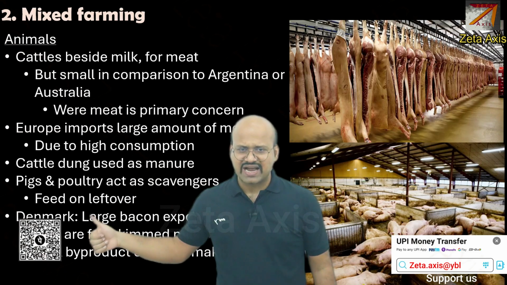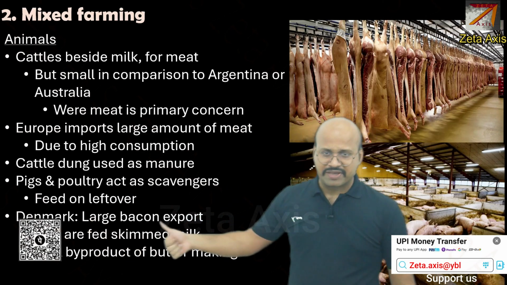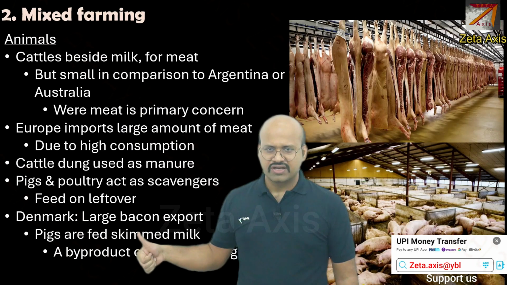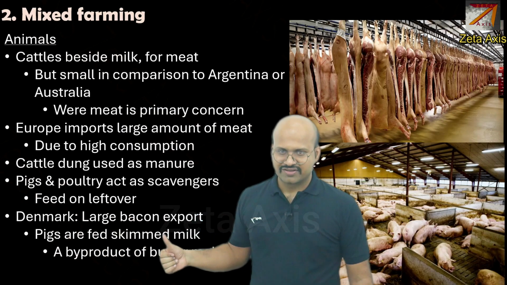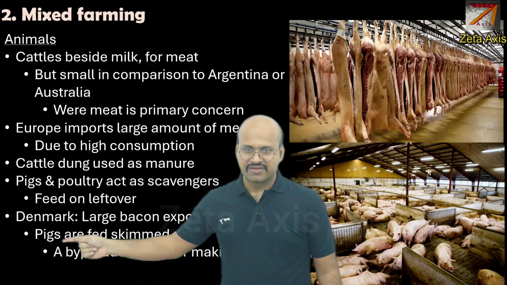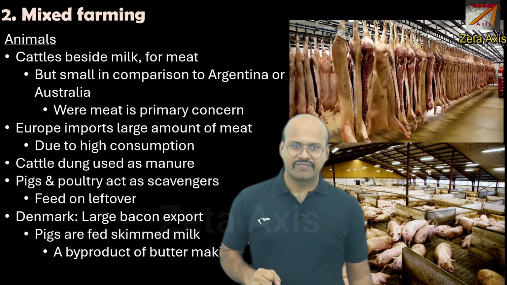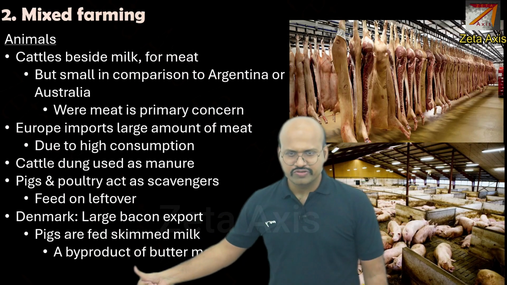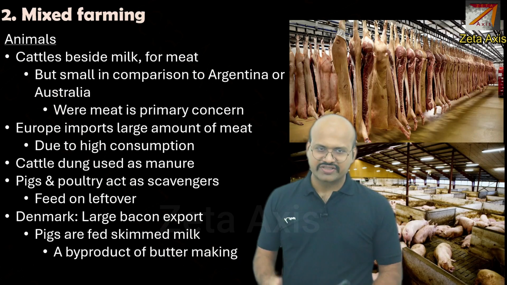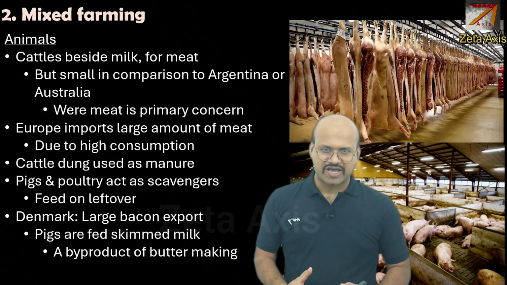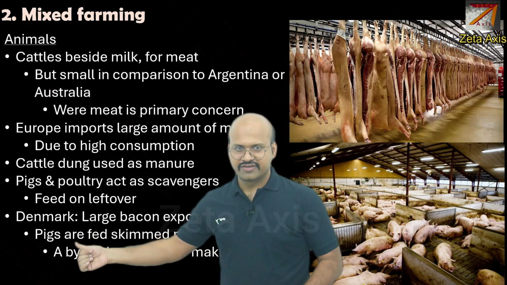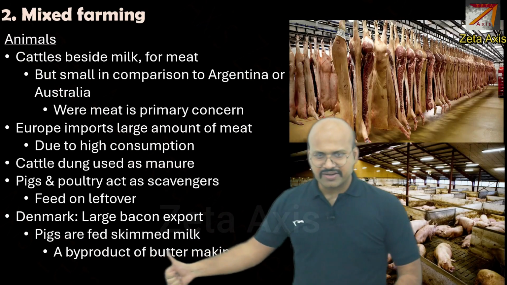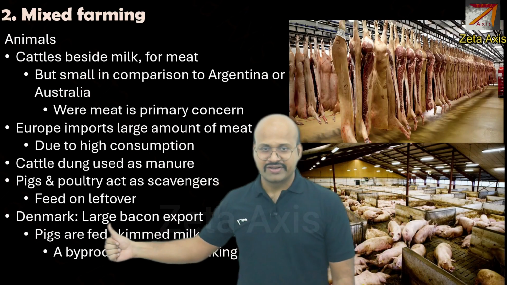Denmark is a large bacon exporter. Bacon is pig's meat. Now here they use skimmed milk to feed these pigs. Denmark is also a producer of butter. So when we produce butter, skimmed milk comes out as a byproduct. So they use this byproduct to feed the pigs. And this is how butter making leads to high bacon export.